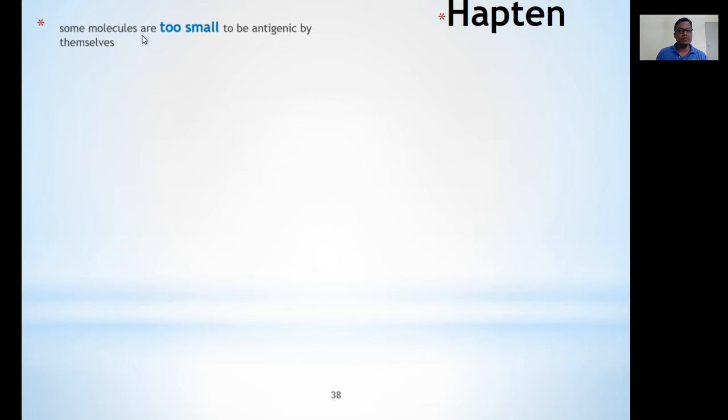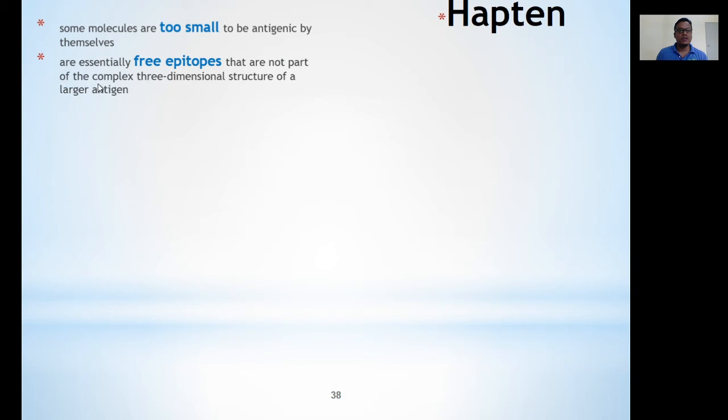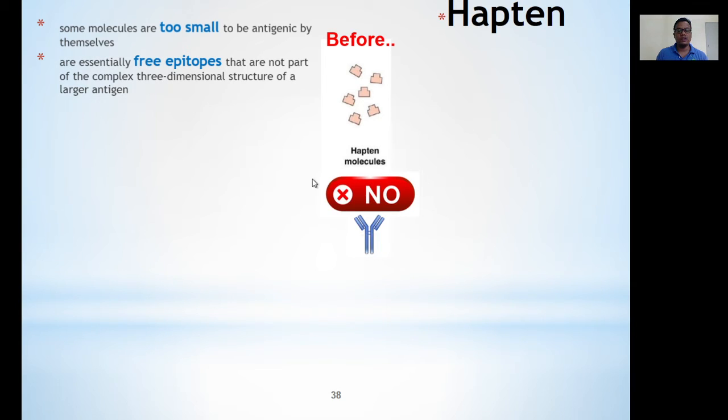A hapten is a molecule that is too small to be antigenic if it is alone by itself. Haptens are essentially free epitopes that are not part of the complex 3D structure of a large antigen. For example, these are the hapten molecules. They are free epitopes. They are not immunogenic enough, so the hapten in free form cannot stimulate the immune response.